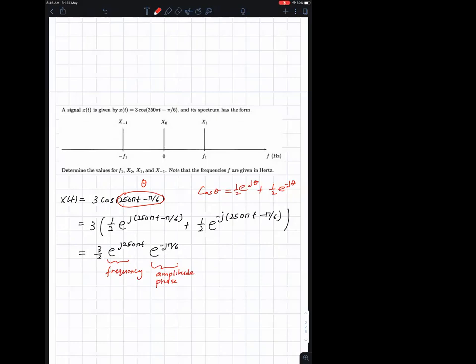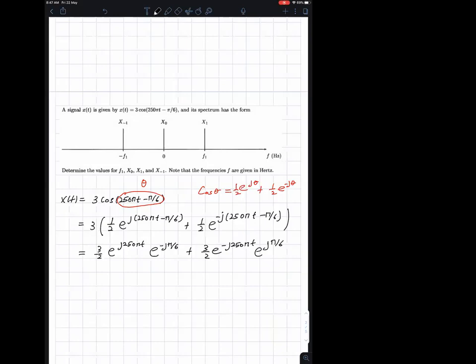In this case, some of them may just not have phase. We just have an amplitude. Okay, so in this case, the amplitude. Let me rewrite this for now. Let me combine this first, then I will label them. Plus 3 over 2 e to the minus j 250 pi t multiplied by e to the minus j pi over 6.